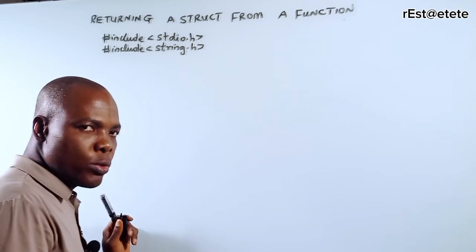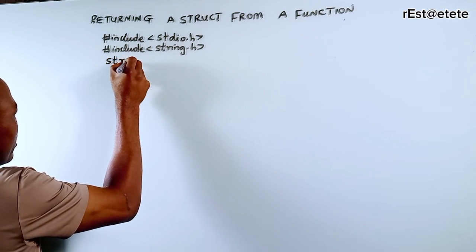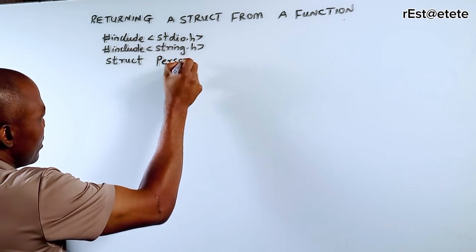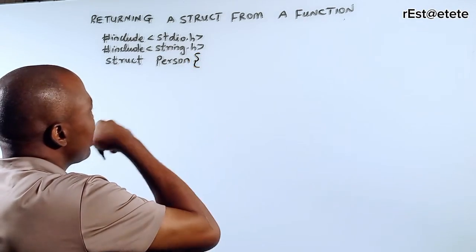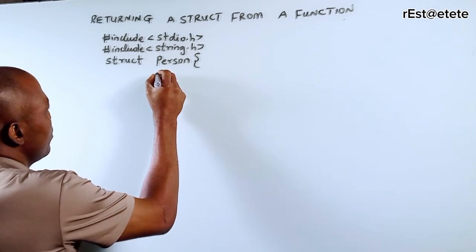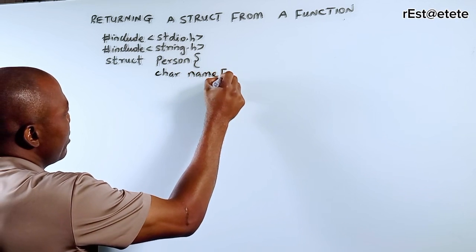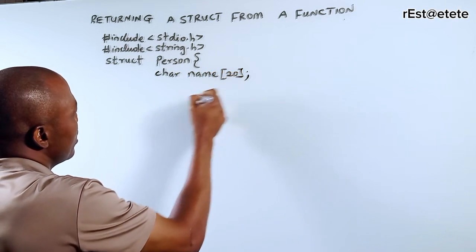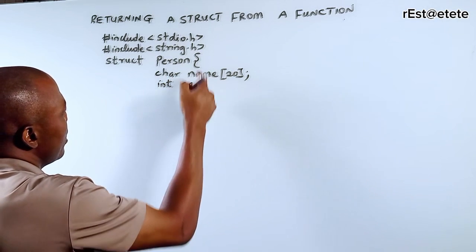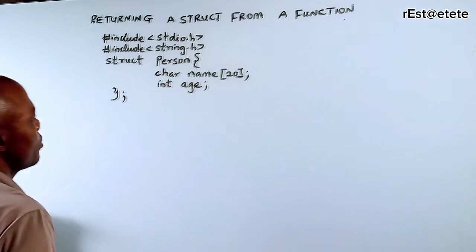So the next thing that we'll do is to create our structure. We use our struct keyword, struct, and let's call it struct person. Inside it, we have two members. The first one will be char, we'll name it char name, and let's assign 20 bytes to it. Then the next one is int age. And then we'll close our struct. Since it's a data type, we'll put a semicolon here.